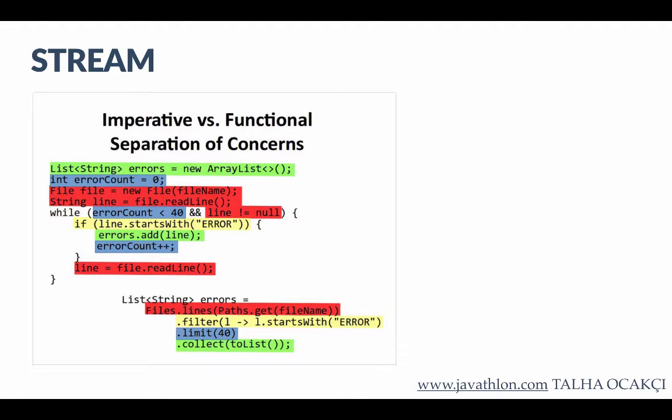Hi, we have reached the fun part of Java 8. Why do we use functional programming in Java 8? Because it's so simple to process data. In the very first chapter of functional programming in Java 8, I showed you this example.